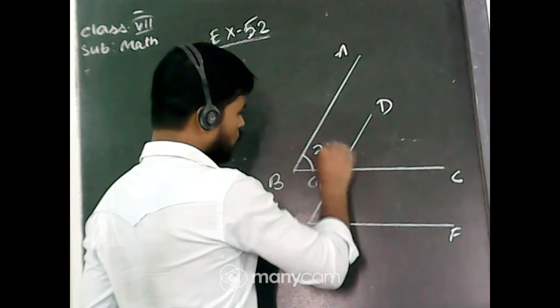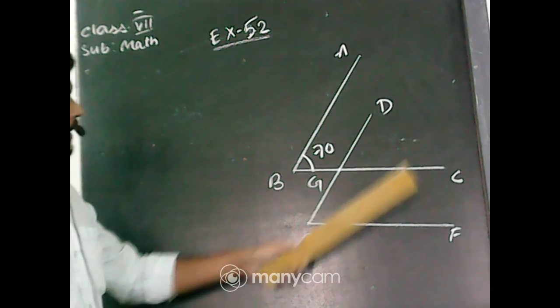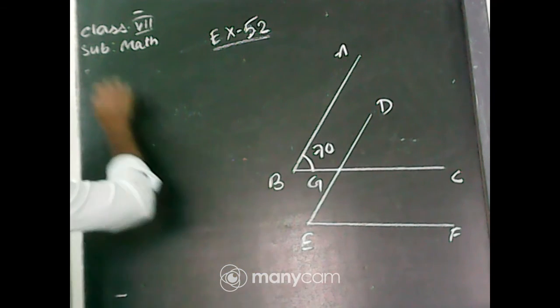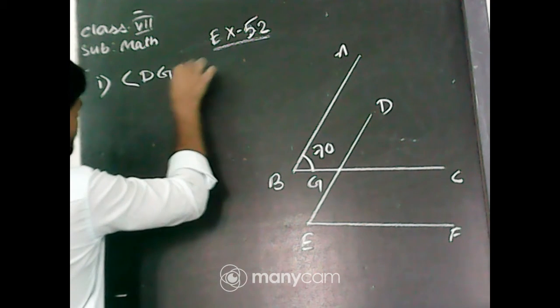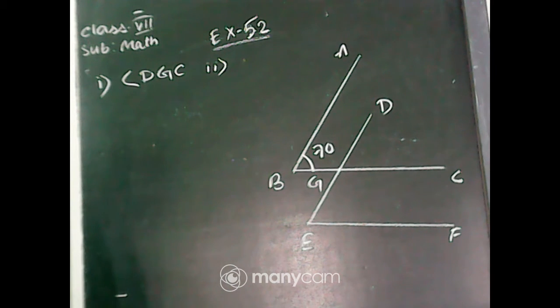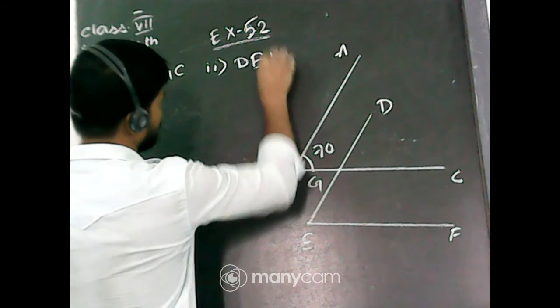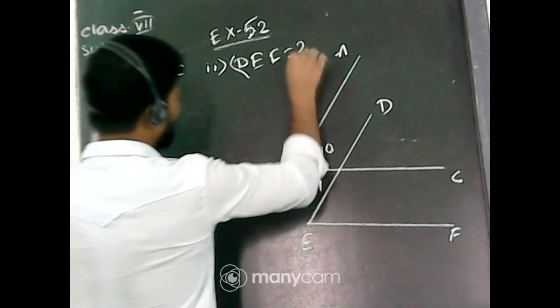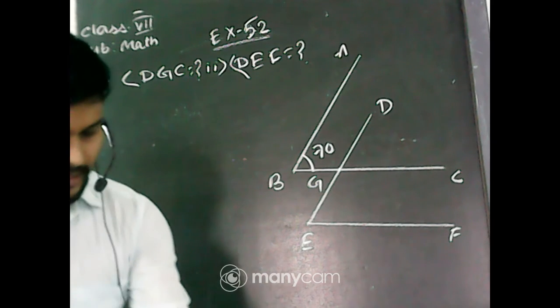It is given. So we have to find first the value of angle DGC, and second the value of angle DEF. What is the value of these two angles? Okay, and look at what is actually given.